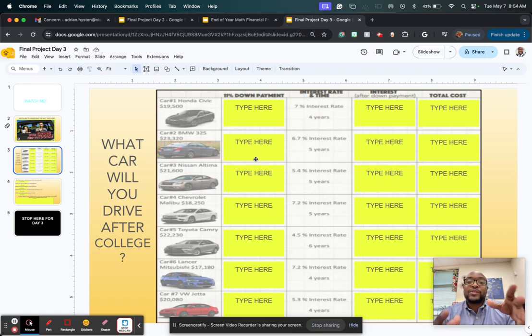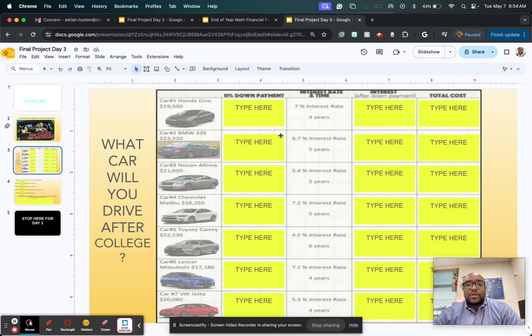You're going to see these crazy numbers. So you'll see that there are 1, 2, 3, 4, 5, 6, 7 cars or 7 vehicles. You have 11% down payment on all of them, but you have different interest rates and times. And as we know, interest is the fee that you pay to borrow money that you don't have, because if you had the money, you would have just bought the car cash. Okay. So it says, what is your interest after your down payment on that? And what is your total cost?